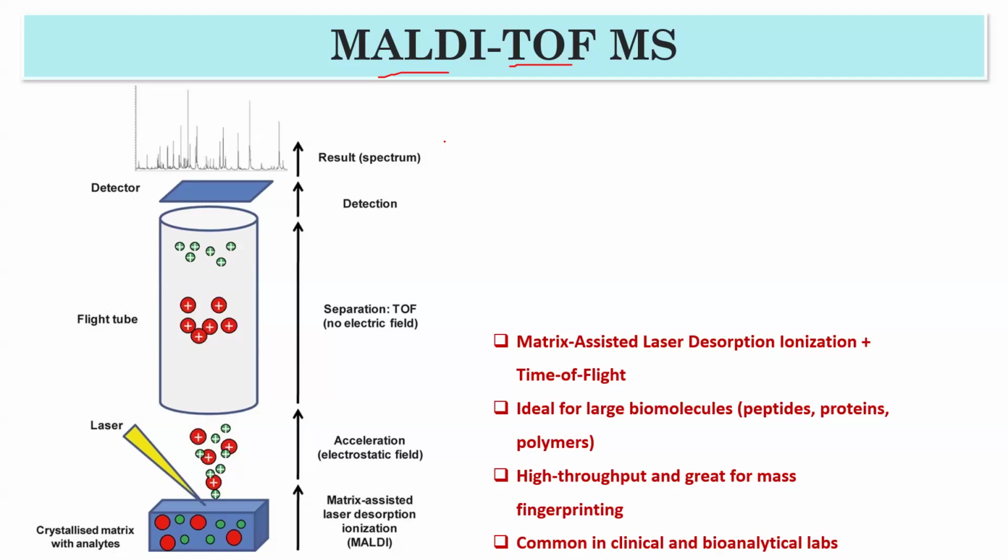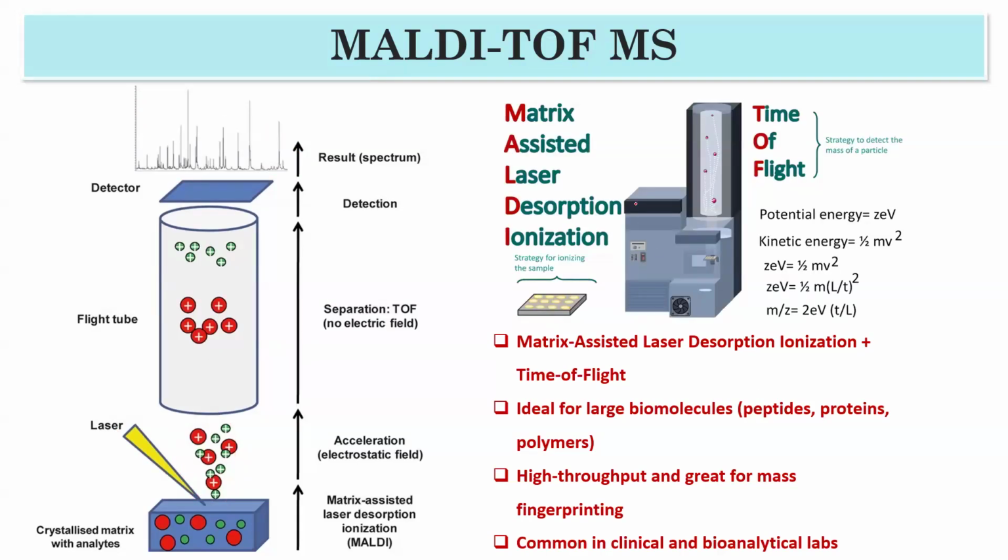Okay, so in a MALDI-TOF MS, I already talked about it, right? The laser hits the plate and then ions will be ionized and move to the flight tube where there is no field. Then there is a detector and you will get a mass spectrum, okay? So this is the structure.